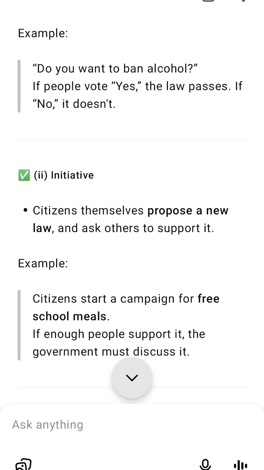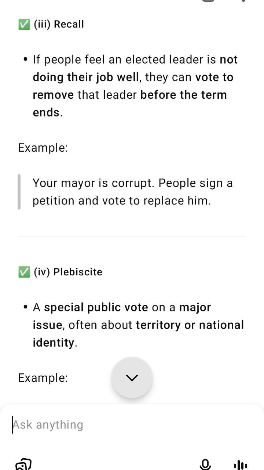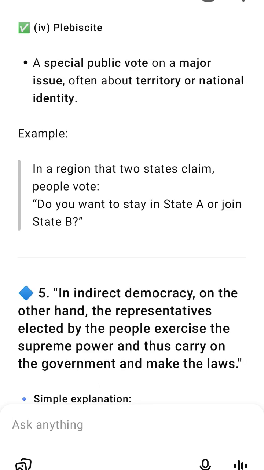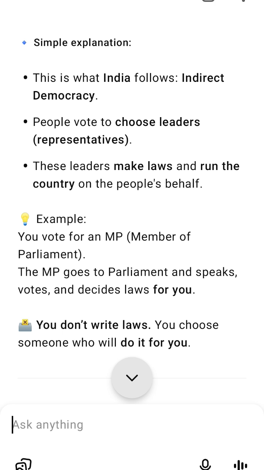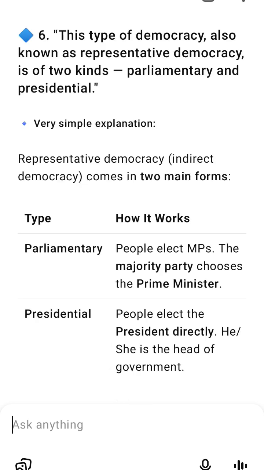2. Two types of democracy. There are two basic forms of democracy in the world. A. Direct democracy. In this system, the people themselves make decisions on laws and policies. There are no elected representatives making laws on their behalf. This is usually found in small countries or communities where it's easier for everyone to vote directly.